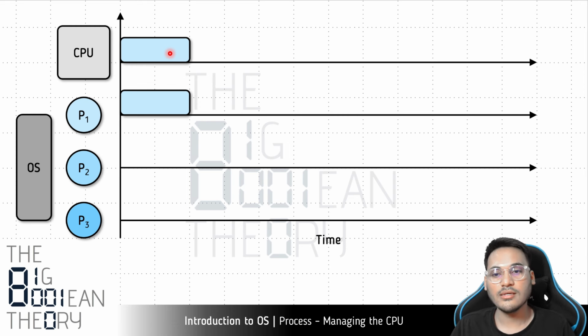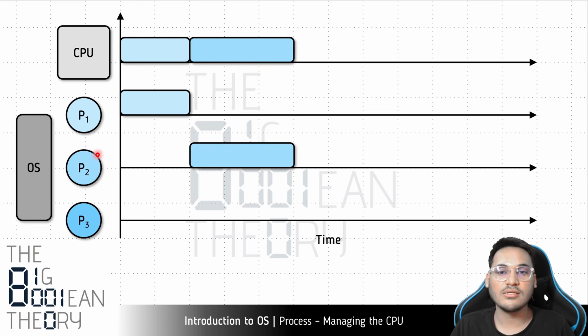This time, let's say it selects process P2 and allocates the CPU to this process. In the same way, it has to frequently pause the processes and switch the control of the CPU between different processes. It has to keep making selections so that every process in the system is allocated the CPU at some point and is able to make progress or execute instructions.